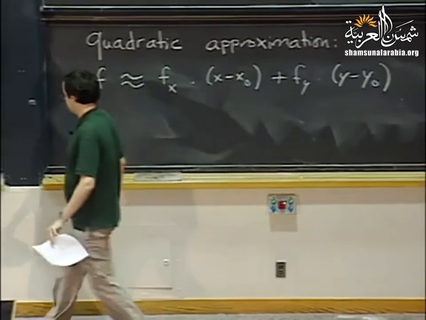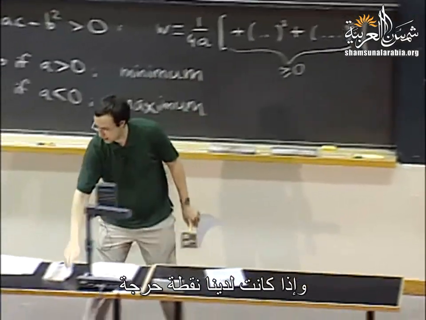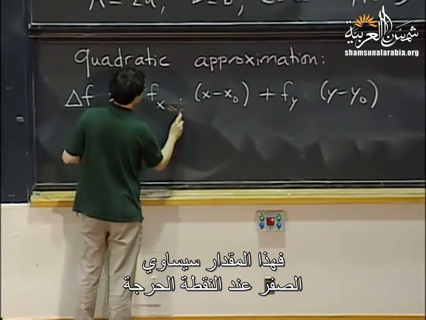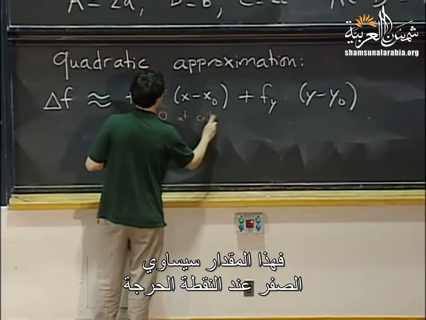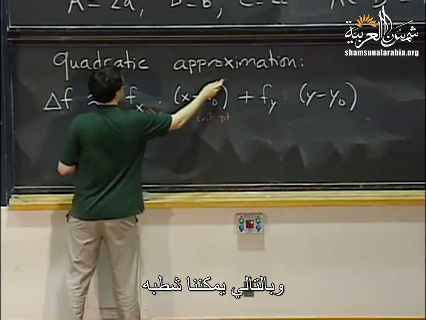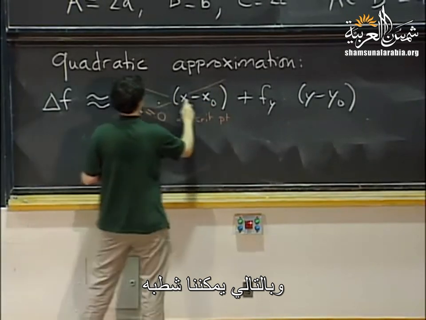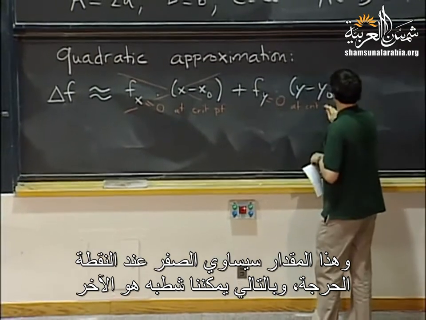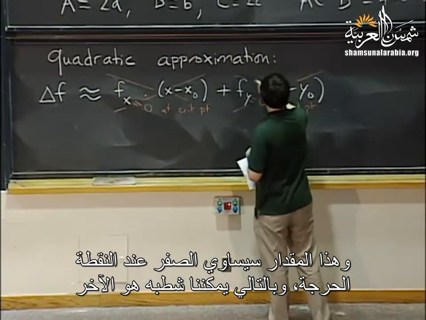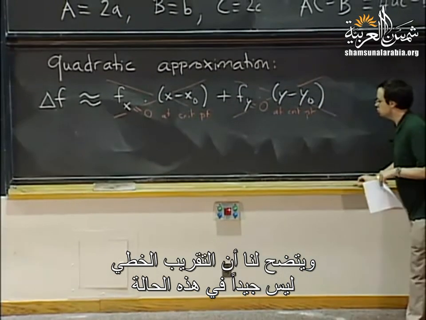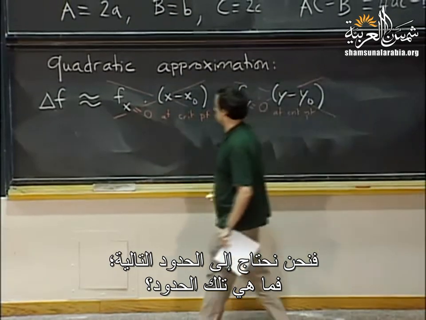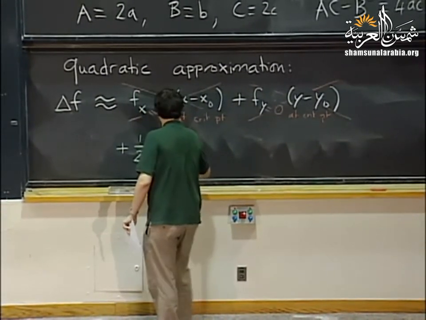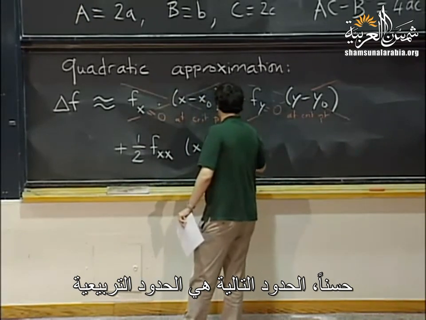But now, of course, if we're at a critical point, then that's going to be 0 at a critical point. So that term actually goes away. And that's also 0 at the critical point. So that term also goes away. Okay, so linear approximation is really no good. We need more terms. So what are the next terms? Well, the next terms are quadratic terms.